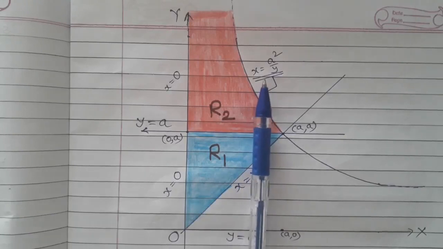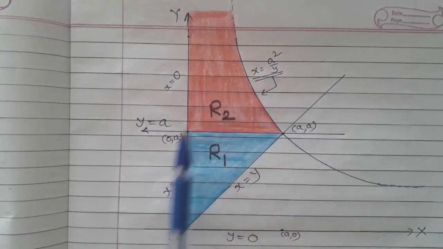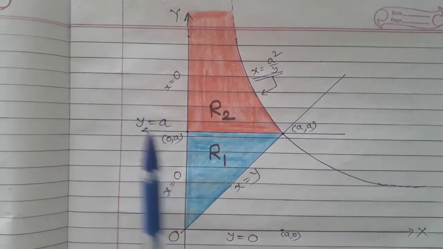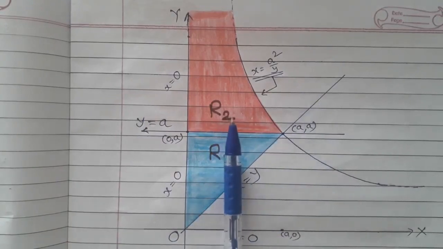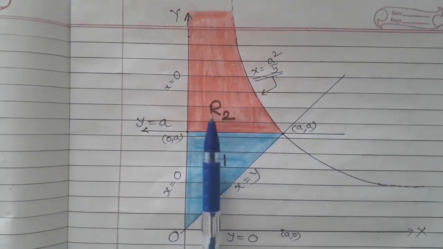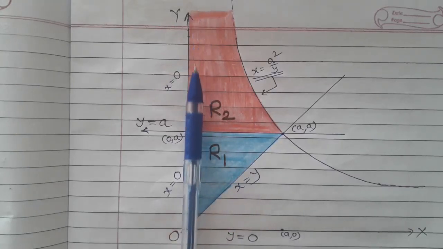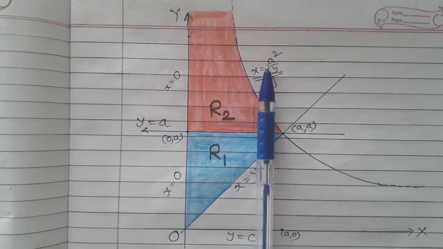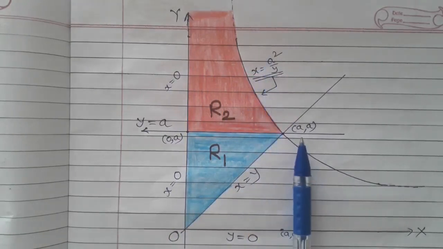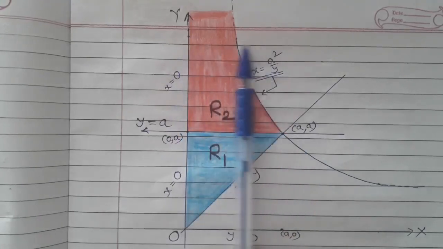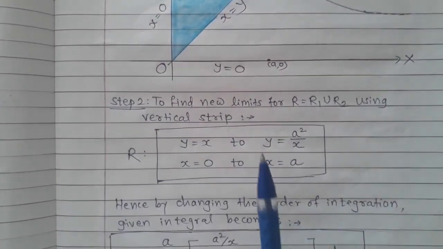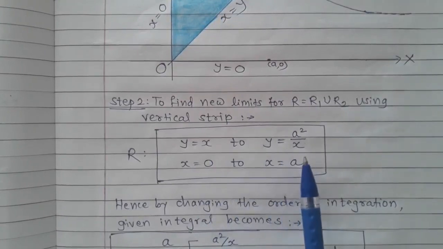Then for limits of x, if I fire the bullet here, then it will not pass through the color. Also if I fire the bullet here, then it will not pass through the color. So the range for the bullet so that it will pass through the color is this. That means x is equal to 0, the y-axis, and to maximum right side it is this. That means it passes through the a coordinate of x. That means x is equal to a. So the limits are x equal to 0 to x equal to a. In this way we have the limits for x and y. New limits are here: y is equal to x to y is equal to a square by x, and x equal to 0 to x equal to a.